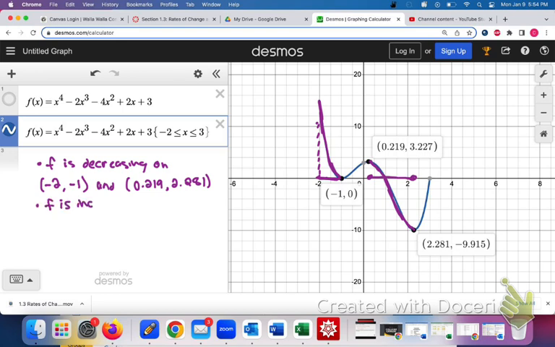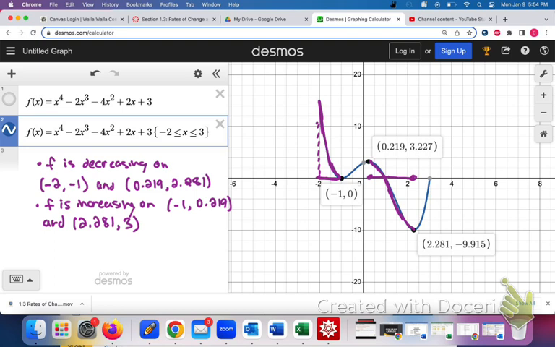F is increasing on the interval from, on the graph, it starts increasing at -1 and stops again at 0.219. And it starts increasing again at 2.281. And you'll see that on the graph, it stops increasing. Our domain ends at positive 3.